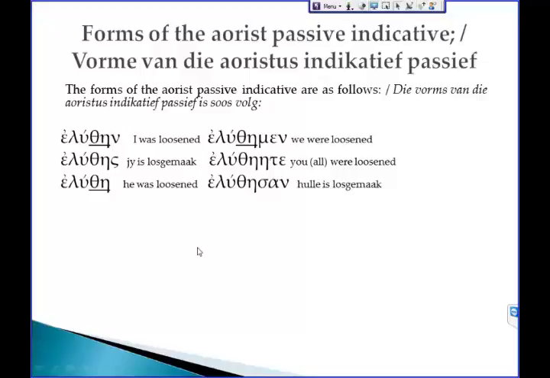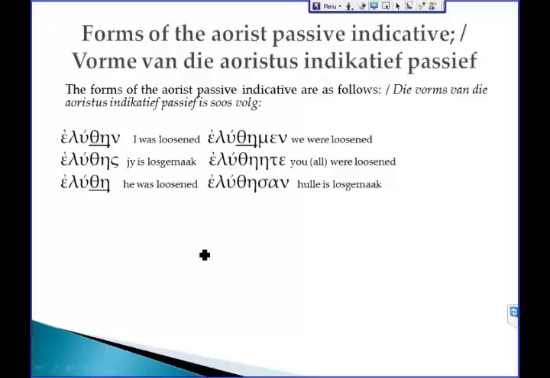How will we describe it? The main characteristics of the aorist passive indicative. How do you see it? How do you identify it? You will always see the suffix. It's very, very important. Eluthen, and then you have eluthes and eluthe, when you look at the singular forms.